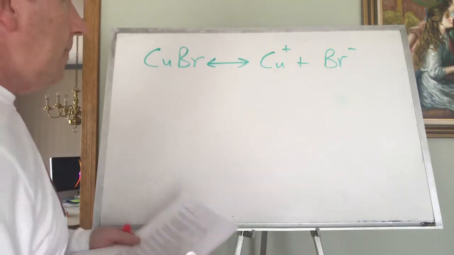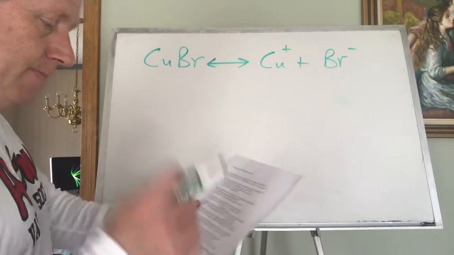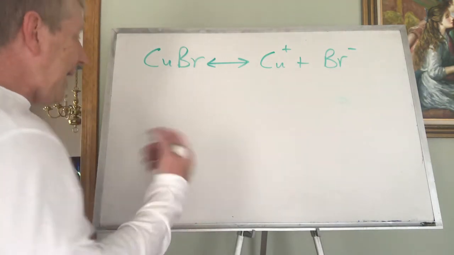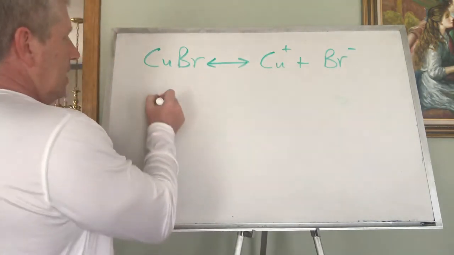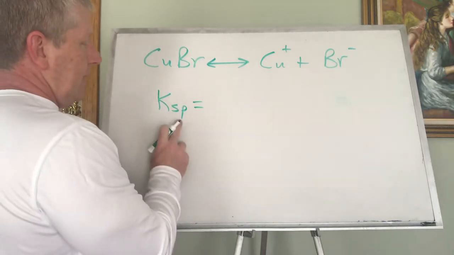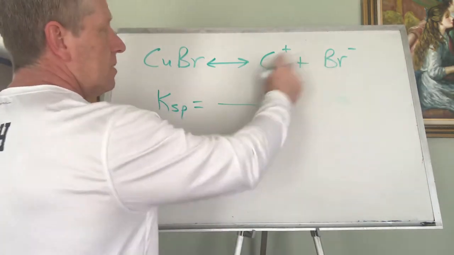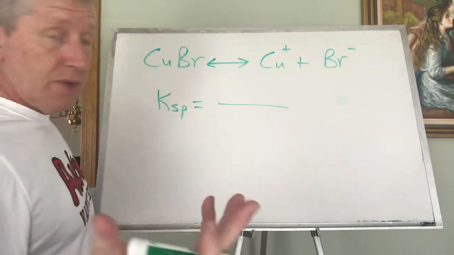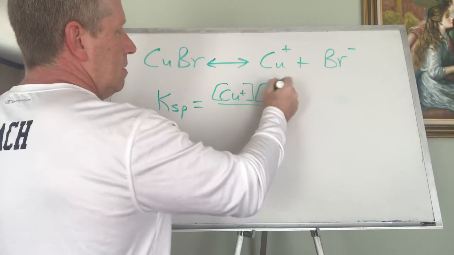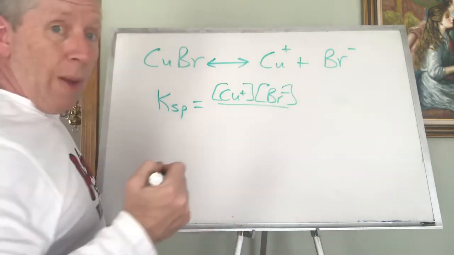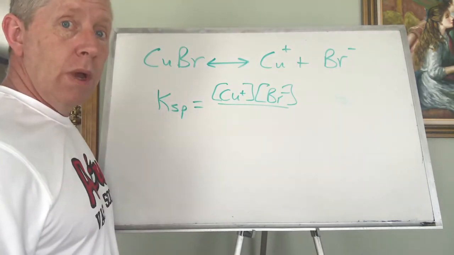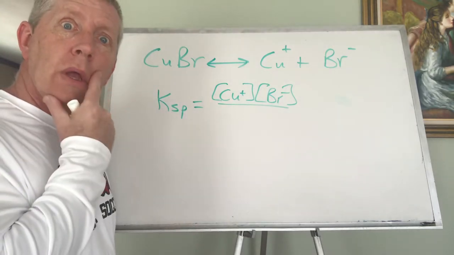Very simple. Now what we're going to do here is, it says write the solubility product expression. So I want to put my K expression for this reaction. Now we know that K, KSP, goes on the left, and we take our products, same as we've been doing now for weeks, products over the reactants. So copper over the bromine. And on the bottom, we put the reactant. Or do we?